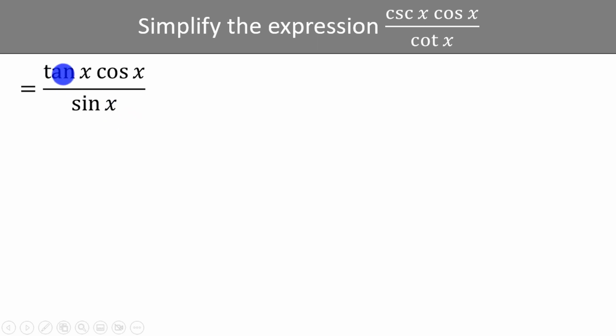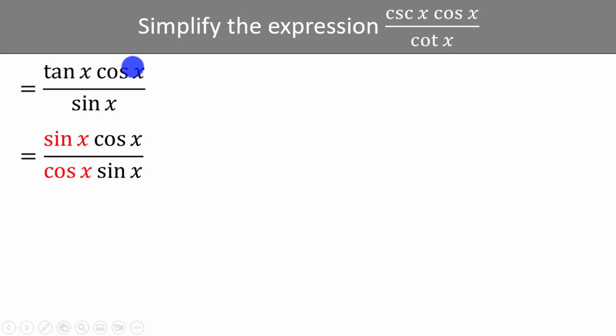Now I'm going to convert tangent to sine over cosine, so that we have sine over cosine times cosine over sine. The cosines will cancel and the sines will cancel, and we will be left with just 1. Cosecant of x times cosine of x divided by cotangent of x is the same thing as 1.